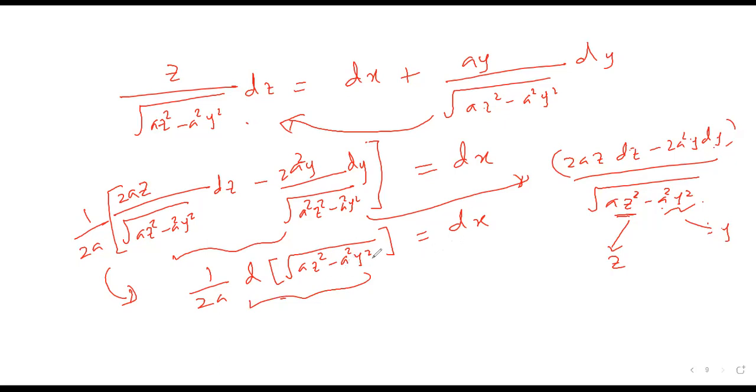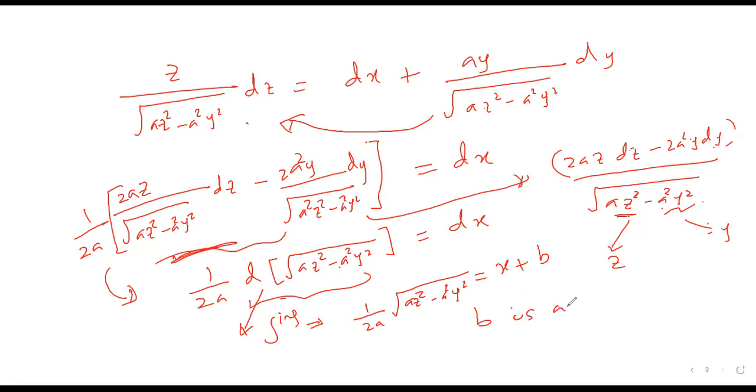Check around. You just do the differential of this one and see whether you are getting this one. After that you can integrate this one. If you integrate this equation, you will get 1 over 2a. Integration of the differential gives the original equation, which will be itself, a squared z squared minus a squared y squared. This side you can get x plus, let's say, one arbitrary constant. B is an arbitrary constant.